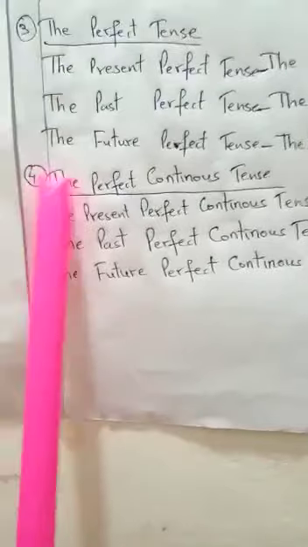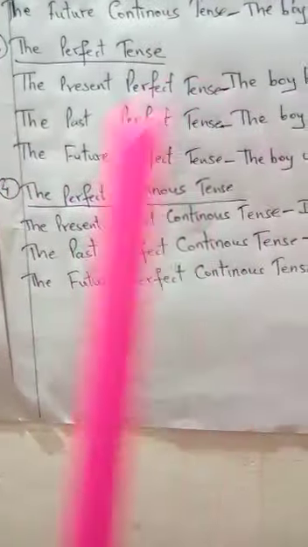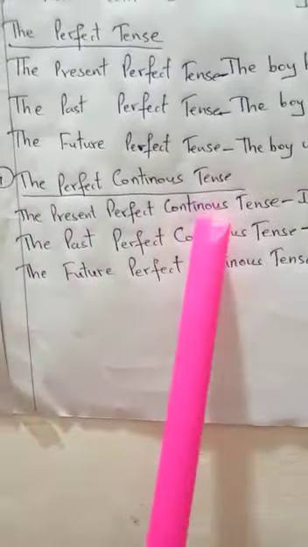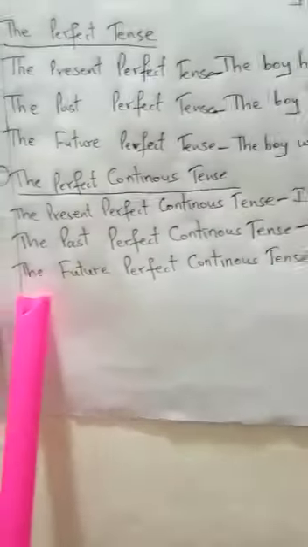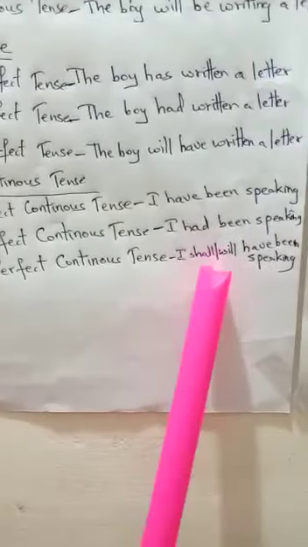The last one is the perfect continuous tense. The present perfect continuous tense, I have been speaking. The past perfect continuous tense, I had been speaking. The future perfect continuous tense, I shall or will have been speaking. So these are the tenses that I told you very briefly.